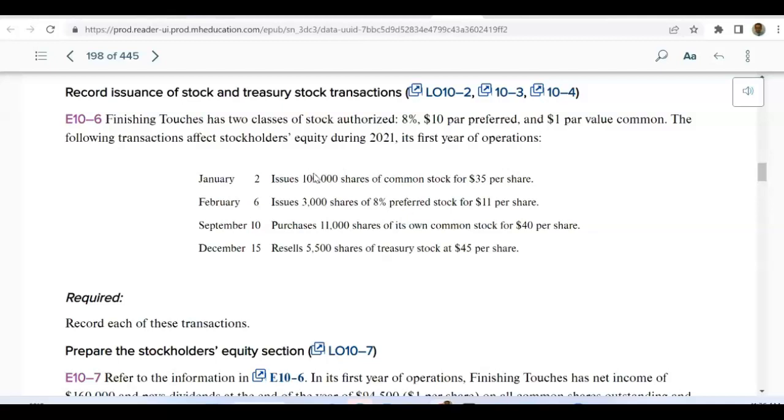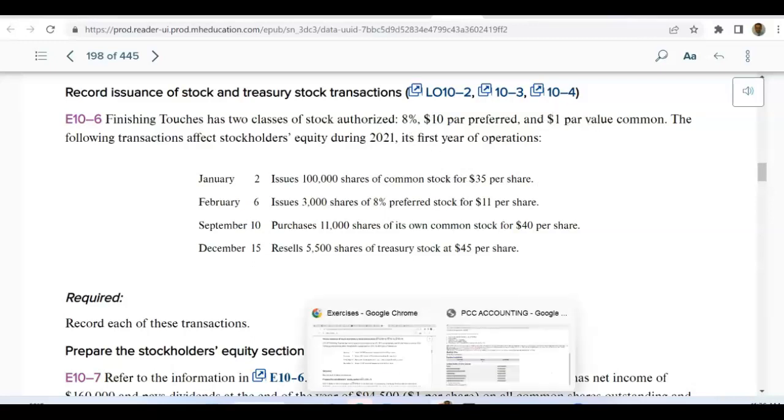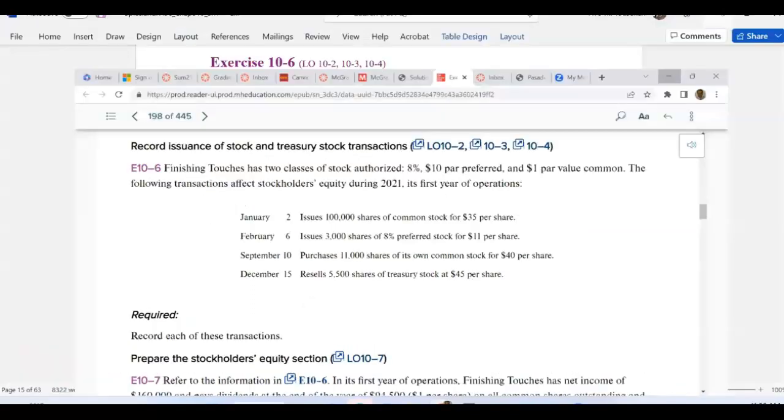Okay, so this is year 1 of operation. On January 2nd, they issued 100,000 shares of common stock for $35 per share. 100,000 at $35, and that's common stock, and common stock is $1 par value. Okay, keep that in mind, and here will be the solution.